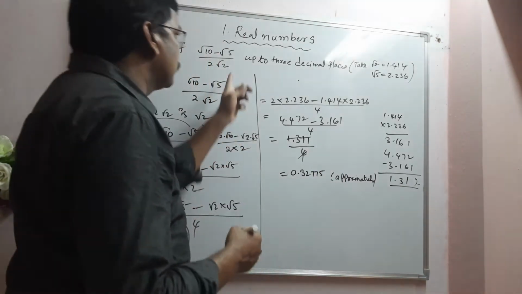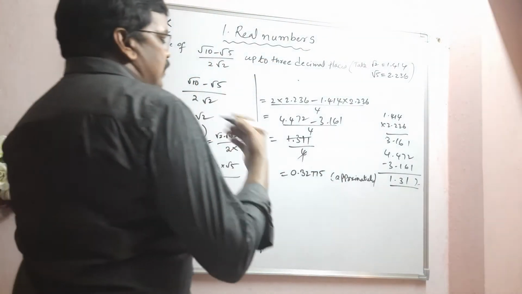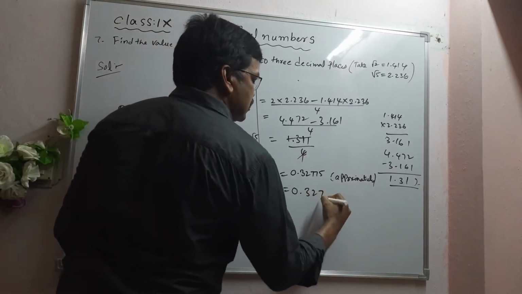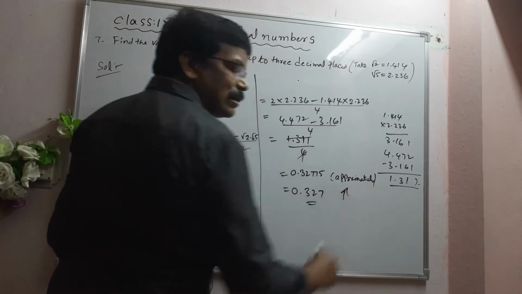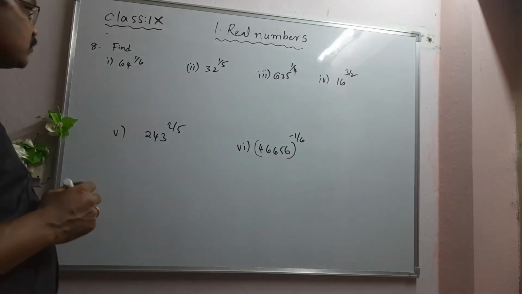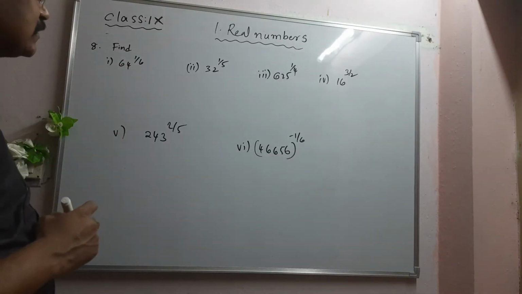Now we have to find the value up to 3 decimal places, that means 0.327. This is approximately, not exactly. Question 8, the first question is 64 to the power of 1 by 6.